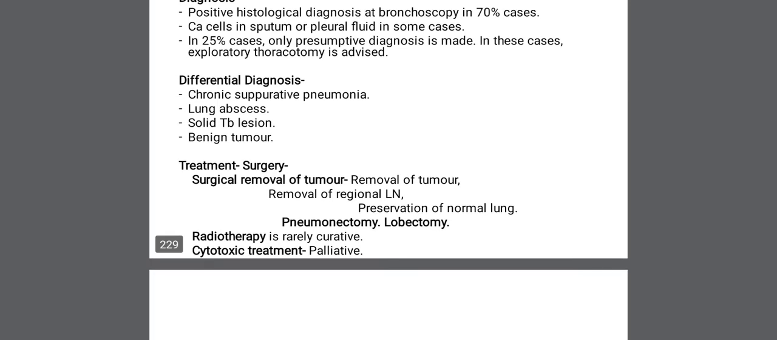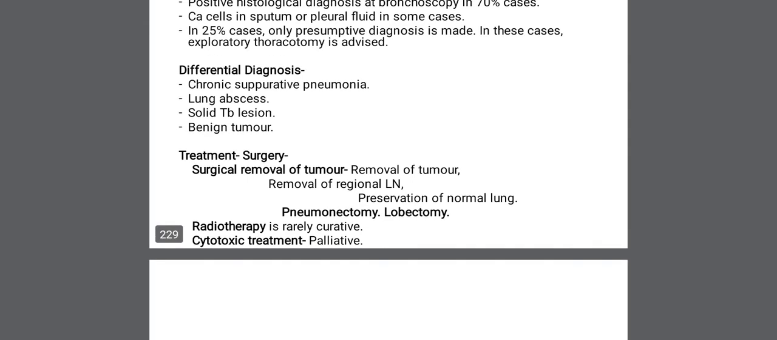So the treatment is pneumonectomy or lobectomy. It depends upon how much involvement there is in the lung or the bronchus. Radiotherapy is rarely curative, it is palliative treatment, and cytotoxic treatment is also palliative. So this is all about the CA bronchus.